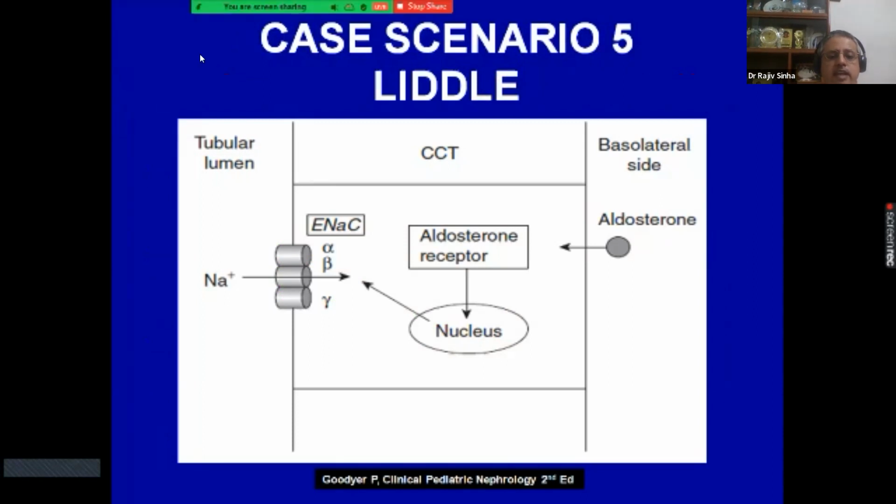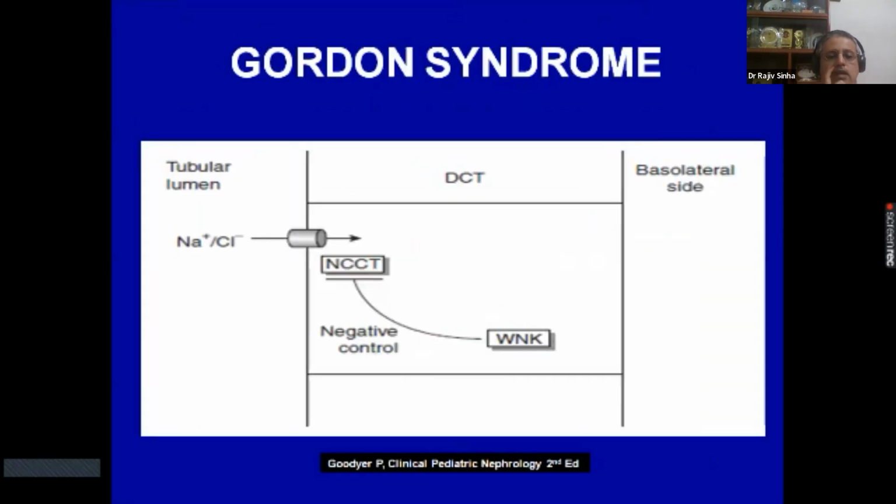So we said that the inactivating mutation of ENaC we discussed before is PHA 1, and if it is an activating mutation, then we get Liddle syndrome. Similarly, we have to mention a bit about Gordon syndrome, which is the activating mutation of the sodium chloride cotransporter. In inactivating mutation, we get Gitelman. Activating mutation, we get Gordon syndrome, when there is hypertension with hyperkalemia. So this is one of those rare conditions where we have got hypertension with hyperkalemia.